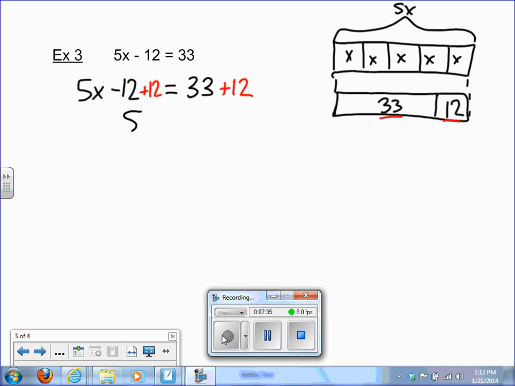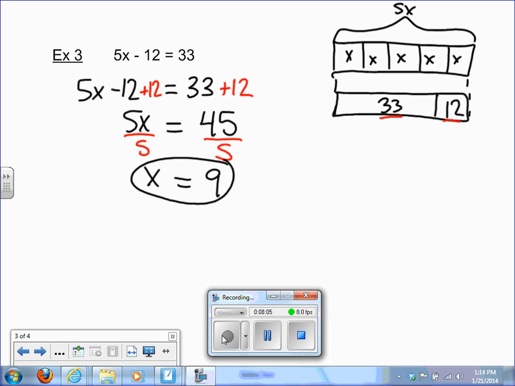Emma. 5x equals 45. Very good. All right, and then what am I going to do to both sides, Christopher? If I know that 5x equals 45, what do I do to find out what 1x is? Divide by 5. We're going to show it on both sides to keep our scale balanced. And we get x equals 9. Remember, we can check our work. 5 times 9, kids, is 45. Take away 12. 35, 34, 33. Boom. 9 is the correct answer.